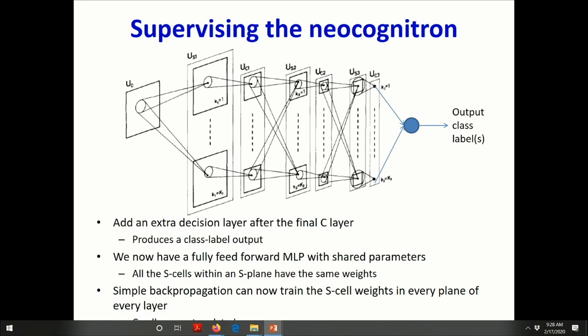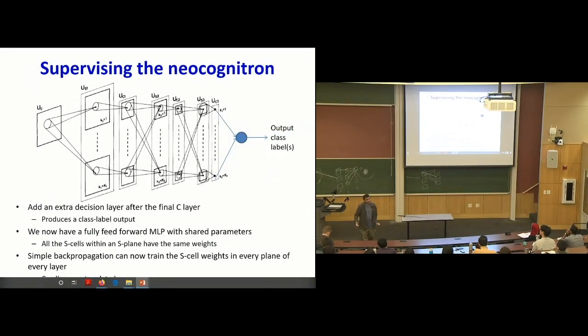I want it to be the A, compute the divergence, backpropagate, and learn the weights for the entire network. And that's all you really have to do, right? And you would only be training the S cells, you wouldn't actually be training the C cells.